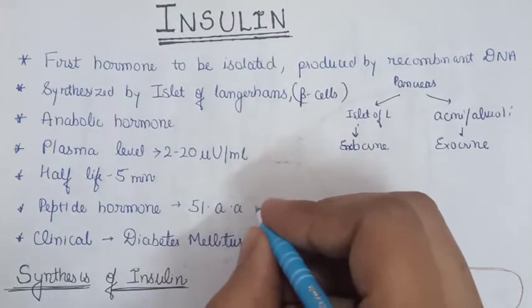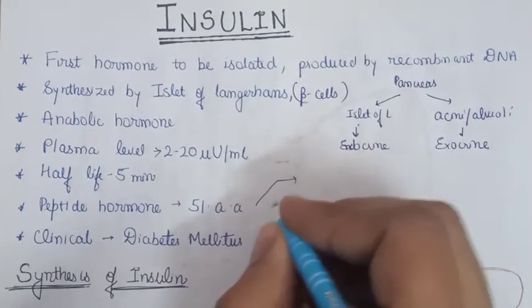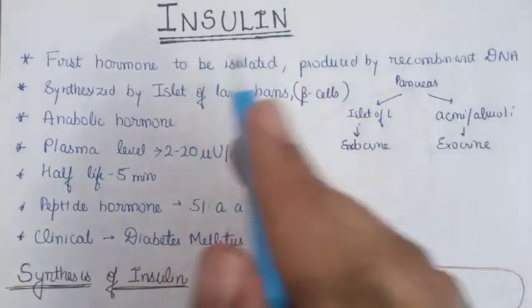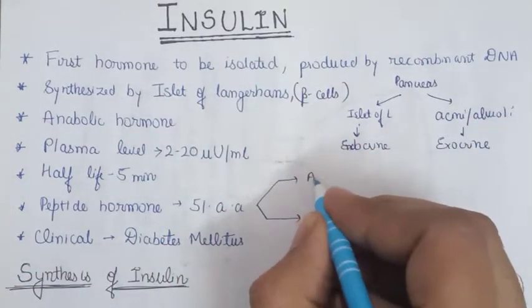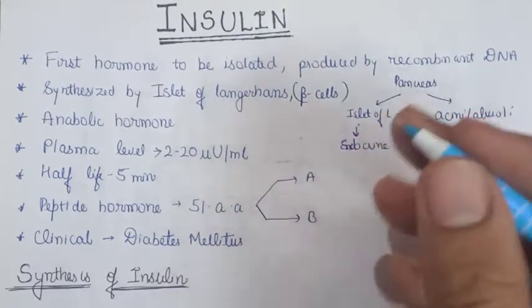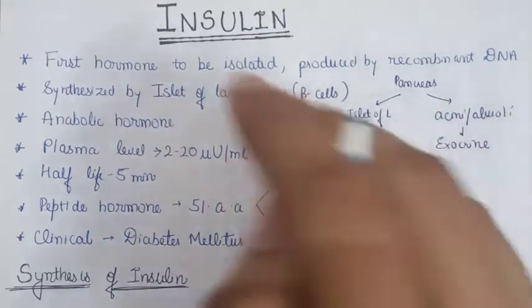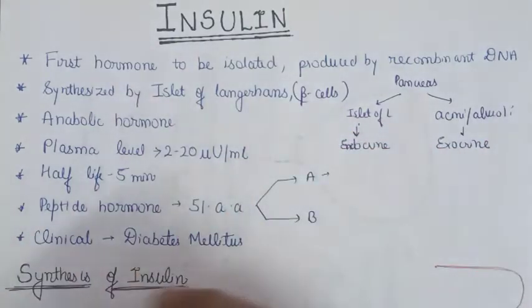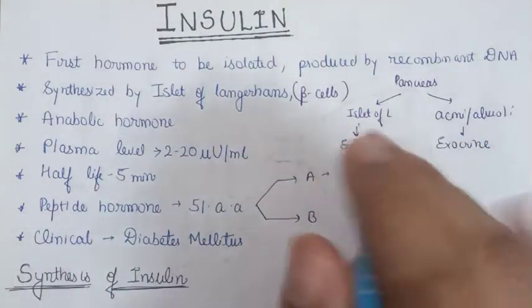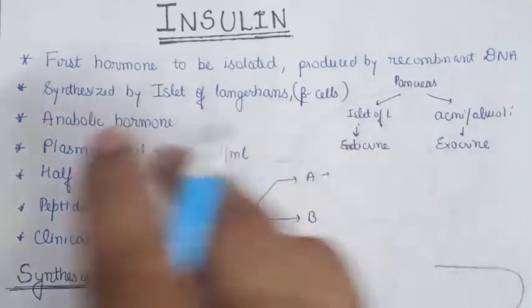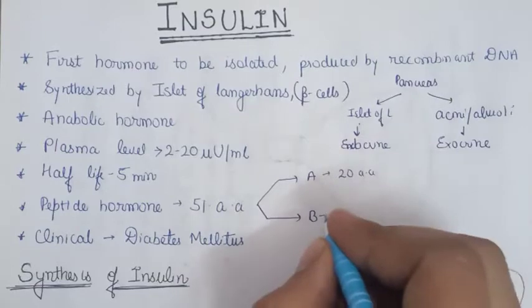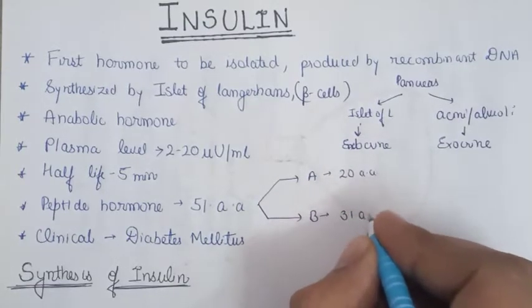I think everybody might know from the junior classes also, during the preparation time also you might have studied that insulin consists of 2 peptide chains, A and B, which are joined to each other by C peptide and disulfide bonds. Okay, we will be discussing the synthesis of insulin. But meanwhile you should know the A peptide or the A chain consists of around 20 amino acids and the B chain consists of around 31 amino acids.